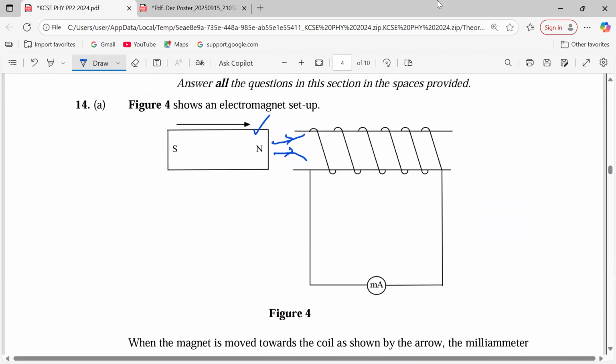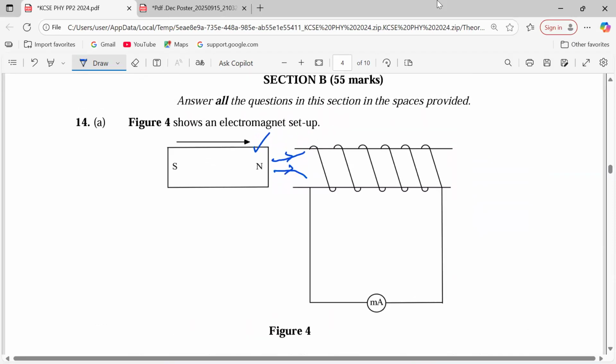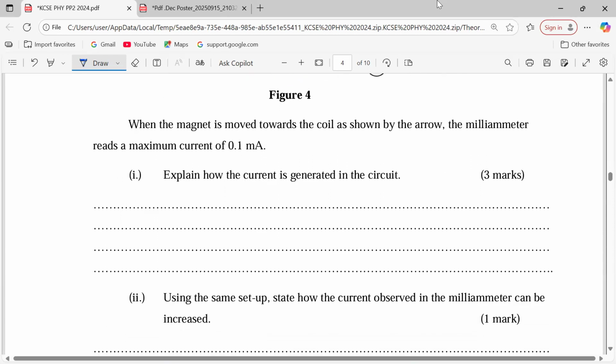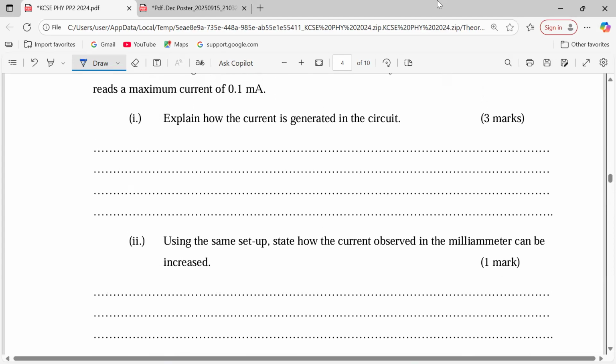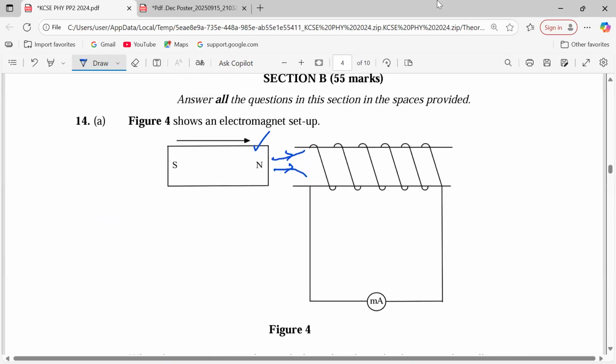Magnetic field links up with the turns in the coils. Then an EMF is induced. The induced EMF is the one that leads to the flow of an induced current thereafter. Using the same setup, state how current can be increased. Remember, we are told to use this setup. There are very many factors that can lead to the increase of the current which is produced, one of them being using a stronger magnet.